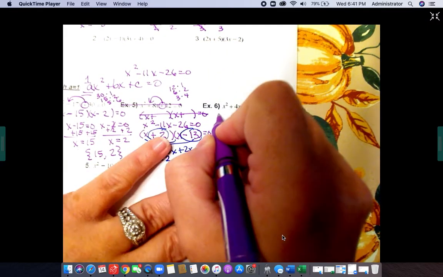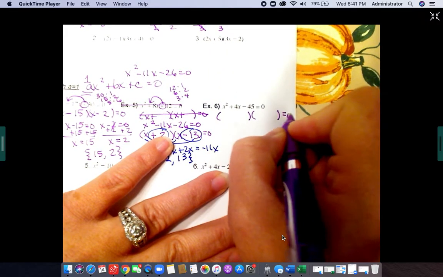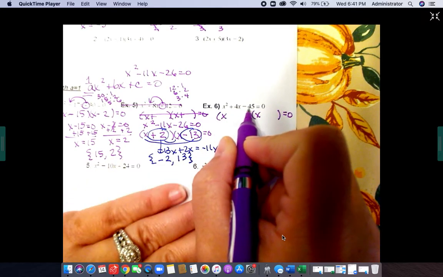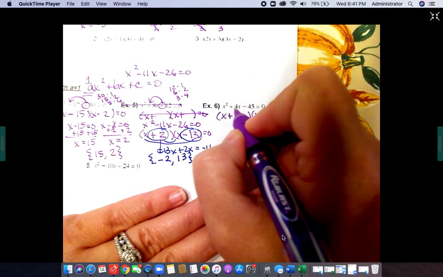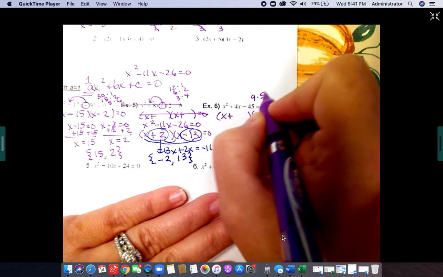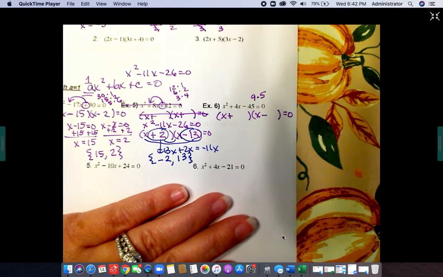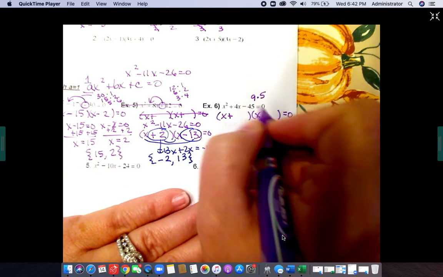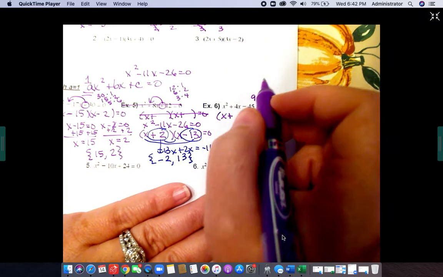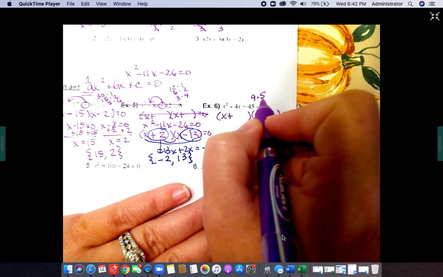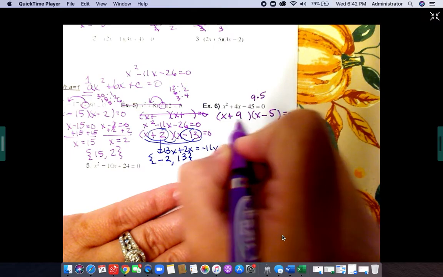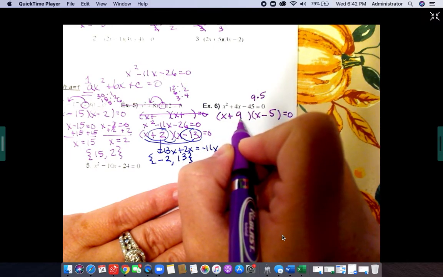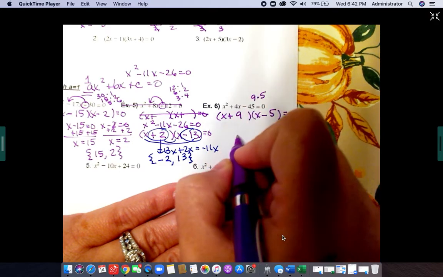One last one, example 6 here. X and x. Again, my constant is negative, so I need a positive times a negative. And I need the combination that will give me 4. And more often than not, like I said in the videos before, it's the set of factors that are closest together. So I need my inner and outer terms to come out to give me 9 and 5. So do I want negative 9 and positive 5? Because what's negative 9 plus 5? That would be negative 4. So I want positive 9 minus 5. 9 minus 5 is 4, while 9 times negative 5 is negative 45.